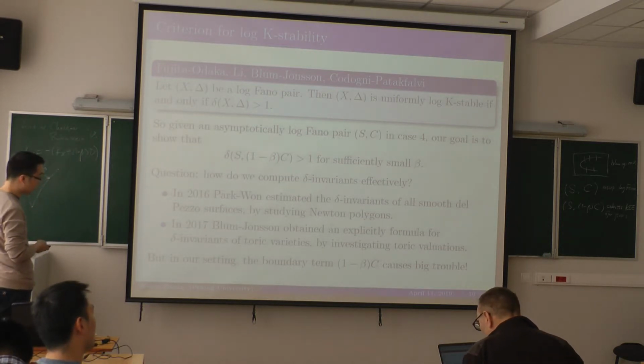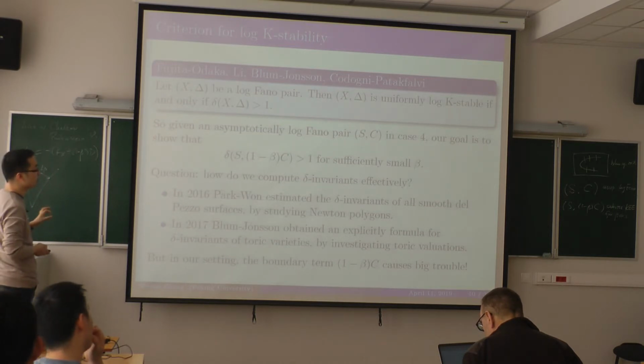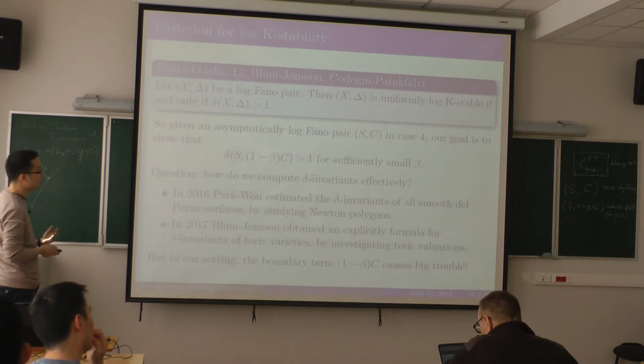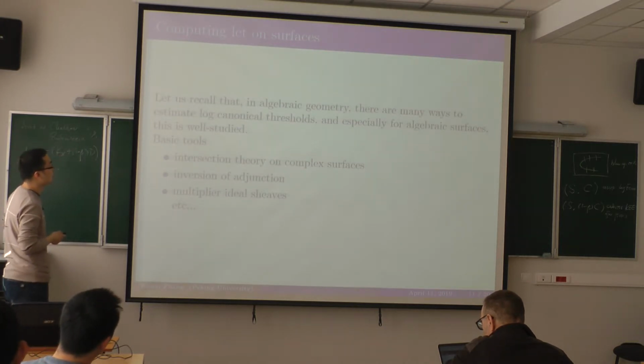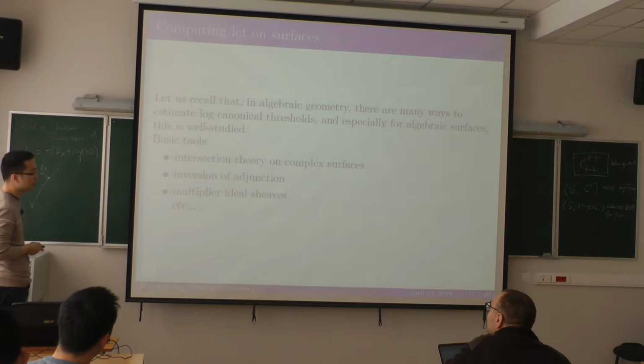So to do this problem, the approach we use is more traditional. We want to use some traditional estimates for LCT on surfaces, and then we want to combine them with other techniques from the literature. So this is our basic strategy. So first, let me recall some classical ways to estimate LCTs, especially for surfaces. I think this is well studied, and there are many basic tools. Here I only list a few.